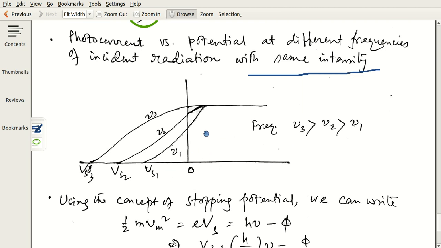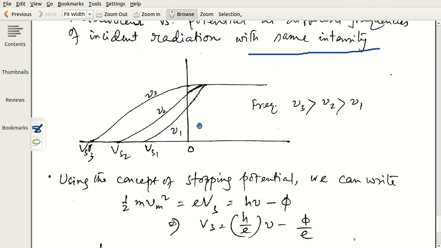that now in this case we have considered frequencies that are all capable of creating photocurrent. But you see that for a certain frequency nu 1, the current grows this way and then saturates. For nu 2, this is the path, and for nu 3 the current grows this way and then saturates.